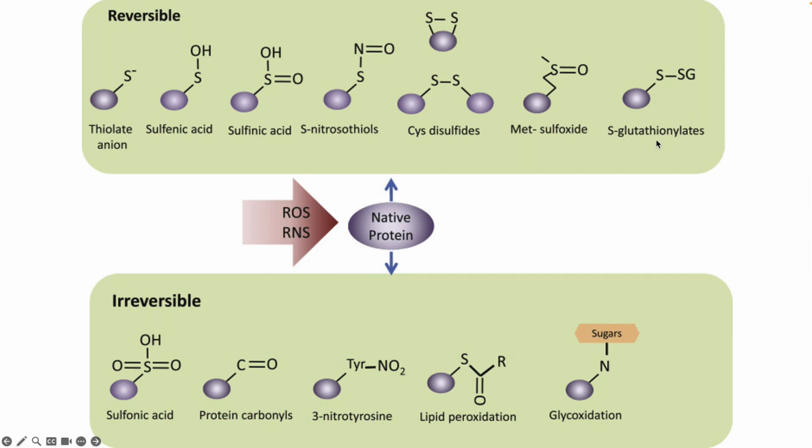and glutathionates. But these can all go back to just an SH, which is a thiol, which is the native state. But irreversible ones are like making sulfonic acid or carbonyls, nitrotyrosines, lipid peroxidation, or glycoxidation, which is when you add a sugar to it.